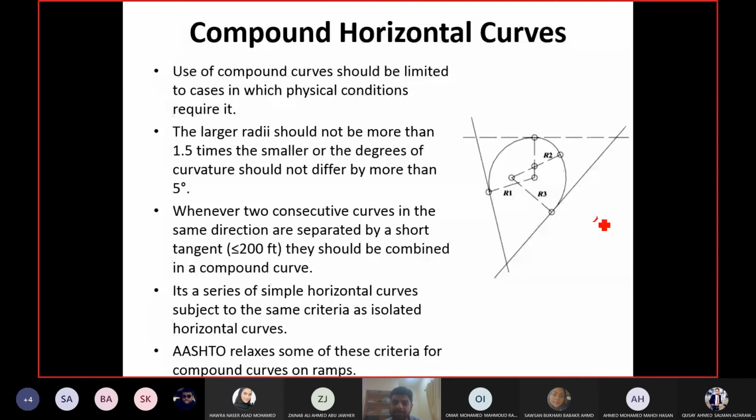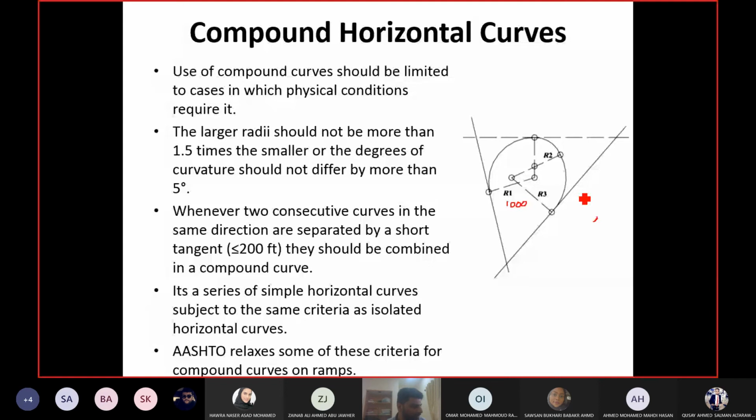Now there are some guidelines given for the design of the compound curves. The first guideline is that the ratio of the larger radius to the smaller radius should not be more than 1.5 times. For example, let's say R1 is the larger radius and R2 is the smaller radius. So if R1 is 1000, then R2 should not be less than 1000 upon 1.5, which is how much?